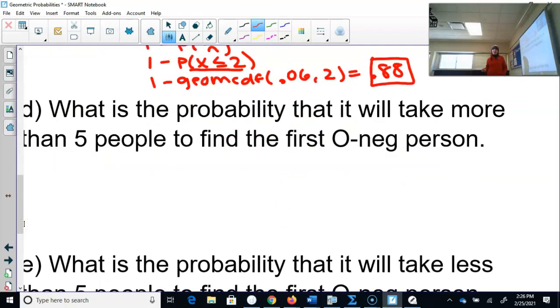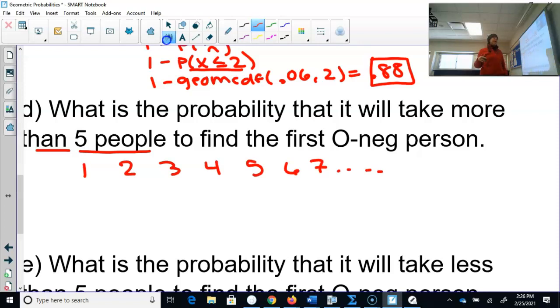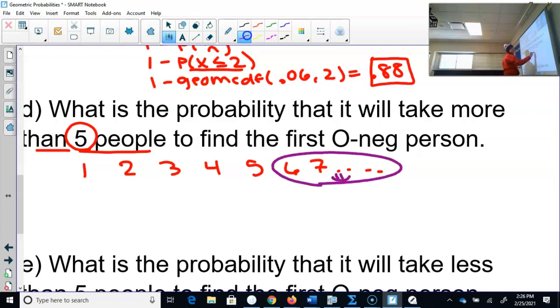What is the probability that it will take more than 5 people to find the first O negative person? Again, because it's more than 5 people, let's go ahead and write out 1, 2, 3, 4, 5, 6, 7, dot, dot, dot. Why did I go to 7 this time when I didn't last time? Because this problem is asking about 5. So I always like to go a couple more than what the problem asks for. Okay, I'm going to circle what I want. I want more than 5 people. That means I want this area here. This is what I want. The probability that X is greater than or equal to 6.